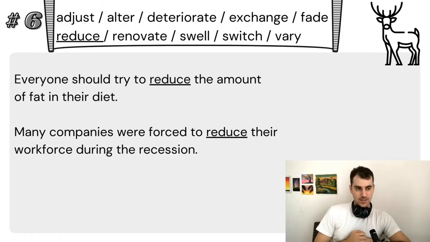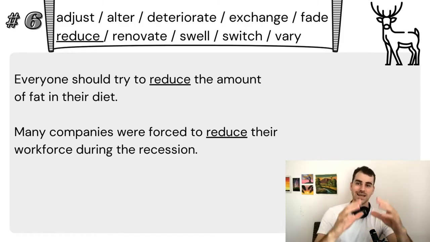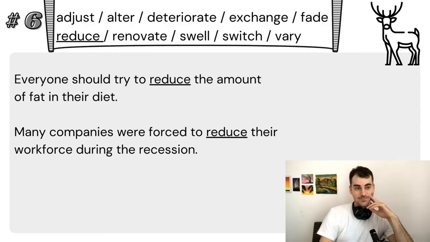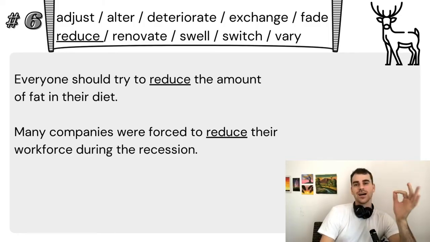Reduce. This is when you try to make something less. Everyone should try to reduce the amount of fat in their diet. Depends what kind of fat. Some fat is good, some fat is not good.